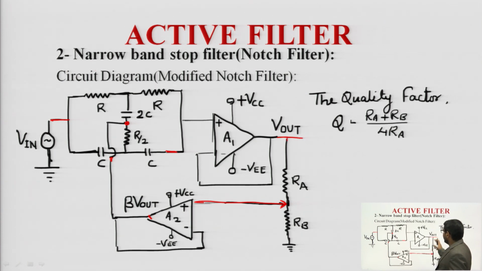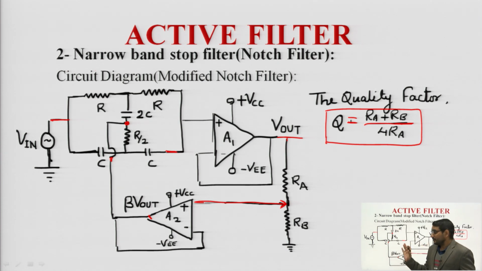So, this is the modified twin T network, and for this network, if you consider the quality factor, then the quality factor comes out as a ratio of R A plus R B upon 4 R A. Later we will discuss how we can find this quality factor value with the help of R A and R B. So, if you use a potentiometer along with R A and R B, then we can easily modify the value of Q. Here we find the perfect value of quality factor in a modified twin T network.